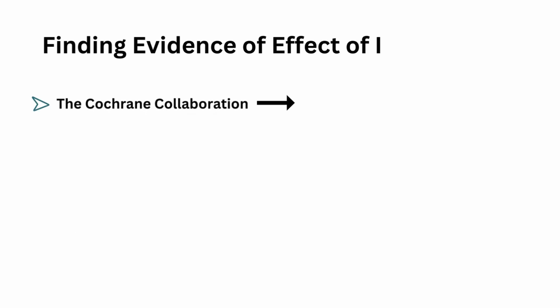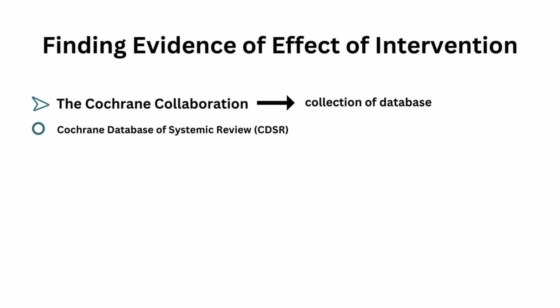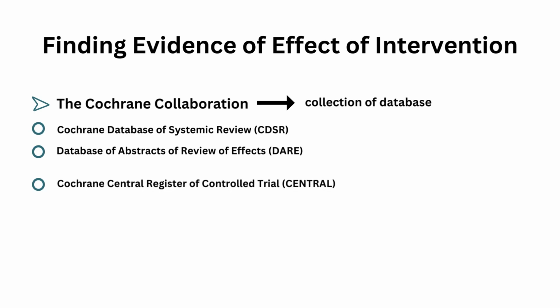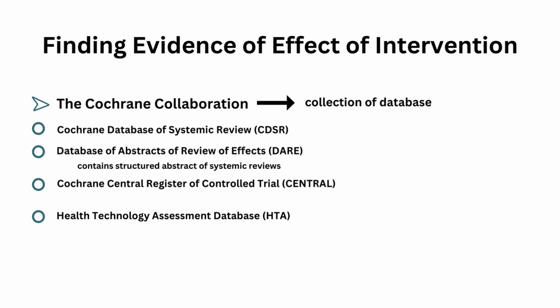Cochrane Library is a collection of databases which includes Cochrane Database of Systematic Reviews, Database of Abstracts of Reviews of Effects, Cochrane Central Register of Controlled Trials, and Health Technology Assessment Database. DARE contains structured abstracts of systematic reviews. CENTRAL contains clinical trials, while HTA contains descriptive abstracts. The website is accessed through subscription only.